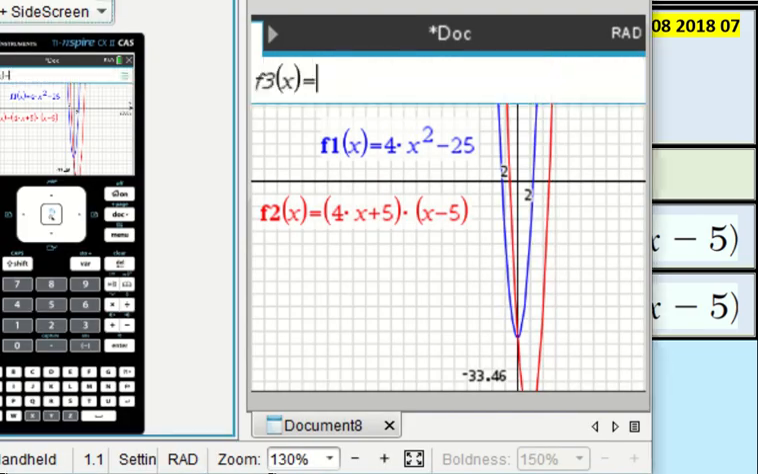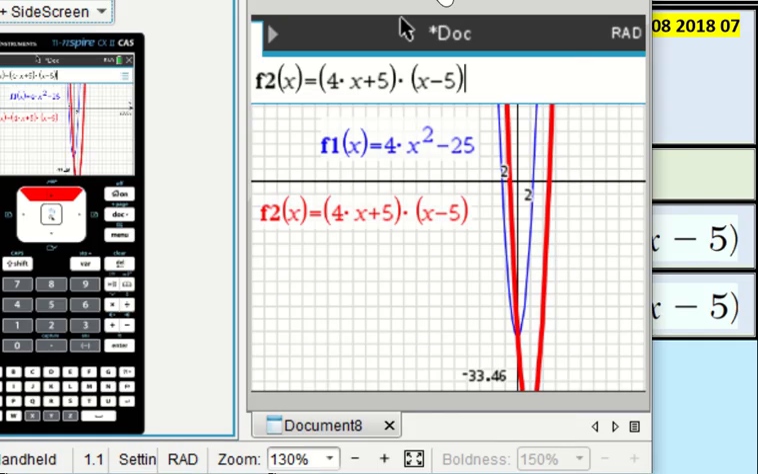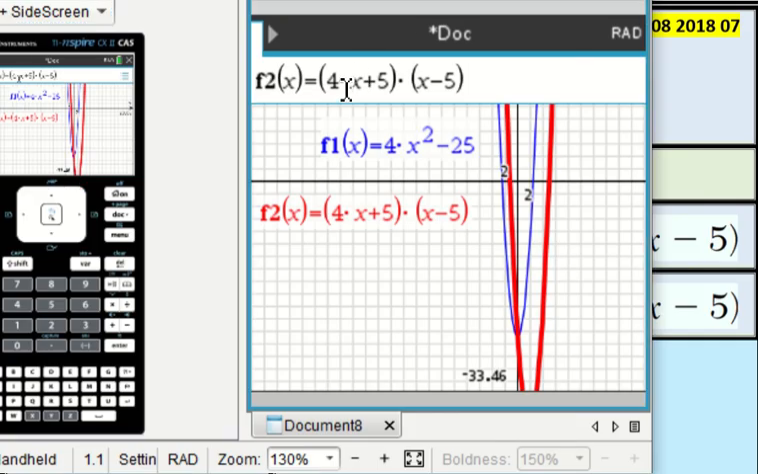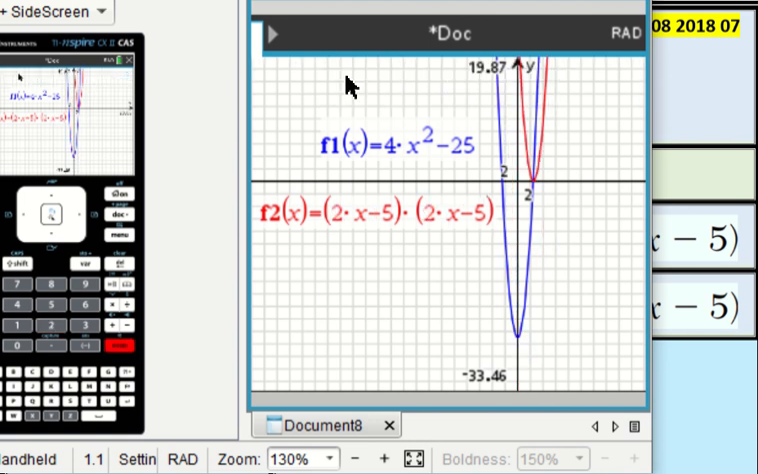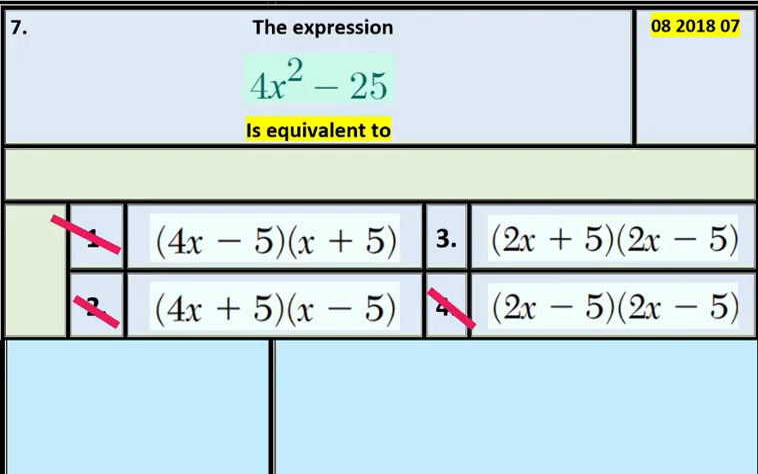So again, we press tab, arrow up. I want to edit that red one, and I'm going to say 2x minus 5 times 2x minus 5. Notice, again, similar shape, but not anywhere close to the same graph. I just eliminated 3 wrong answers. So the minimalist approach says circle number 3, you're done.